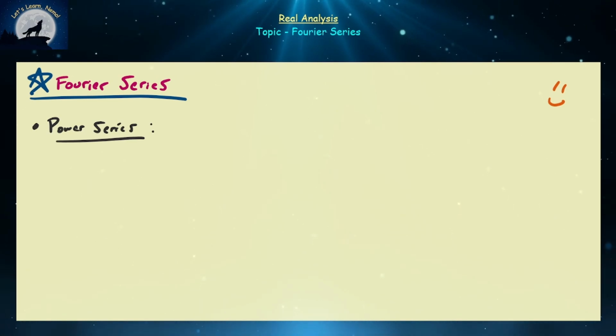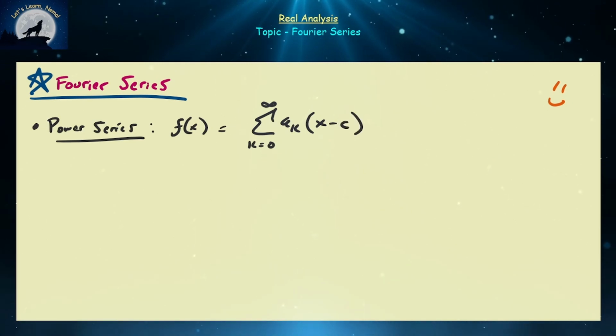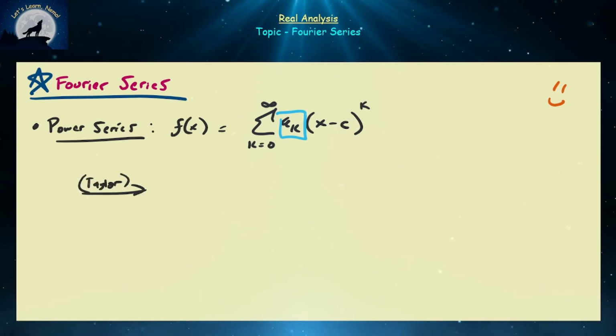In particular, a power series representation for a function f of x is one of the form: the sum from k equal to 0 to infinity of a_k times (x minus c), let's call it c, so c is called the center of that power series, to the power of k, and the a_k are the power series coefficients that pretty much depend on the function f which you approximate. So if we have a special formula for these coefficients, in particular Taylor series, then we can find a nice representation for a power series.